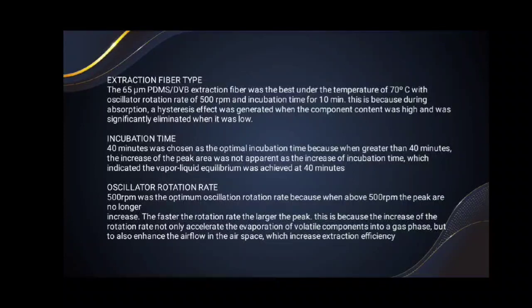Oscillator rotation rate. 500 rpm was the optimum oscillation rotation rate because when above 500 rpm, the peak area no longer increased. The faster the rotation rate, the larger the peak. This is because the increase of rotation rate not only accelerates the evaporation of volatile components into a gas phase, but also enhances the airflow in the airspace, which increases extraction efficiency.